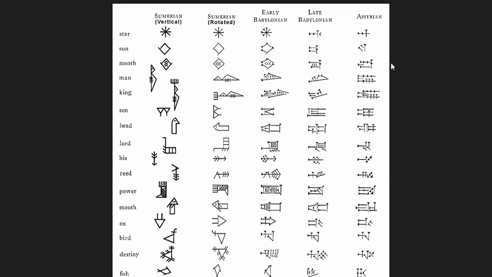Here are some examples. This was the original, and as you can see, they were written vertically down here. This one looks like a little guy. Here's his little head. Here's his little tummy. Eventually, these signs got shifted, so they tipped them this way. And then as time went on, it started to look a little bit different, especially this Assyrian over here looks a lot different from the original.